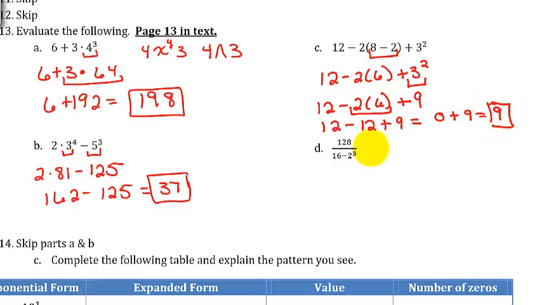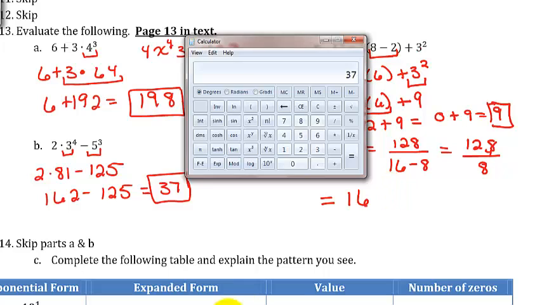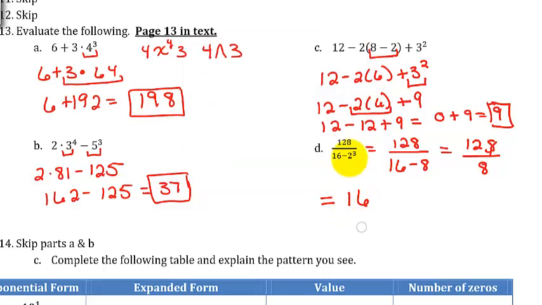Okay, and then our last one here, we have 128 on the top. And then we want to take care of our exponents. That's going to be 16 minus 8. 2 cubed is 8. That gives me 128 divided by 16 minus 8 is 8. And 8 goes into 12 once. We have 1 left over. So 16, I'm just going to double check that and make sure that I did my calculation correctly. And yes, should be 16.